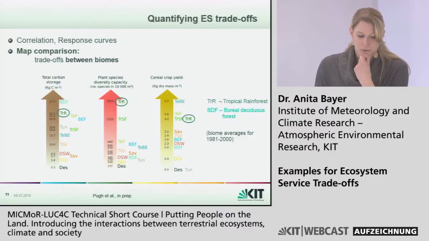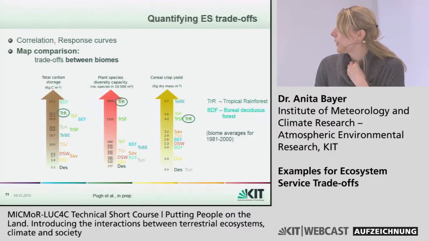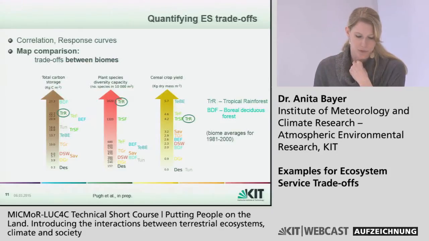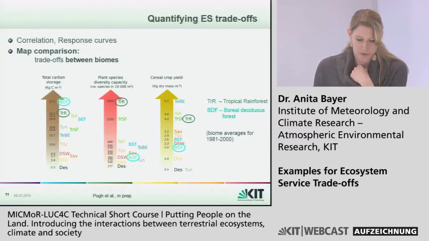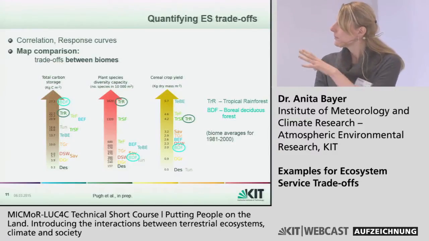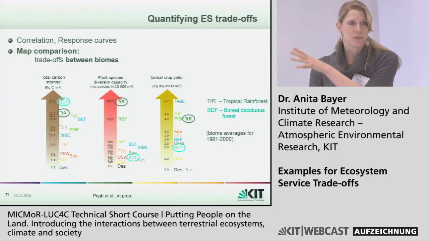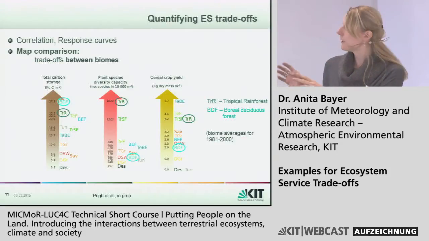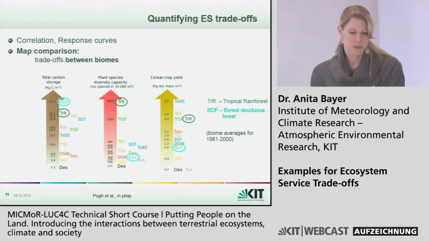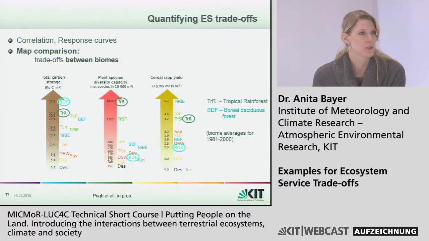For example, if you look at the tropical forests here, then you see that they are quite high in any of these 3 services. And if you pick another one, for example the boreal deciduous forest, you see that it even has a higher total carbon storage than the tropical forest, rainforest. In terms of plant species, it's quite low and also has low potential crop yields. So just from this isolated analysis of, for example, 2 biomes and the comparison of the services that they provide, you might be inclined to say, well, then let's use the tropics for crop production and let's use the boreal deciduous forest for carbon storage.